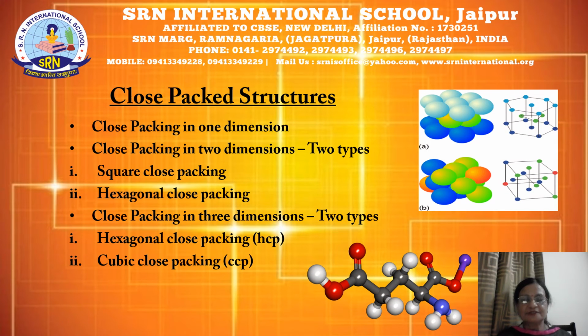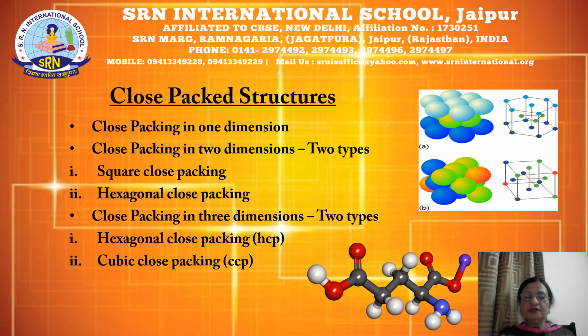Close packed structures. In this, the lattice points, which represent atoms, molecules, or ions, are all closely packed to give the entire crystal lattice. So there are 3 types: close packing in 1 dimension, when these spheres are arranged in 1 row. Second is close packing in 2 dimensions, which is of 2 types: square close packing and hexagonal close packing. And third is close packing in 3 dimensions, which is again of 2 types: hexagonal close packing, that is HCP, and cubic close packing, that is CCP.